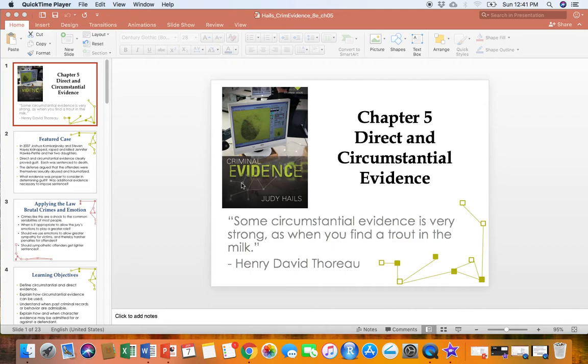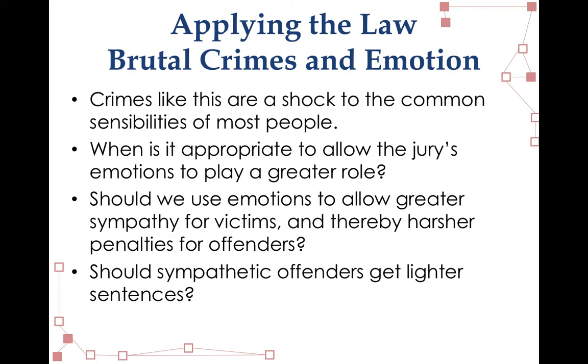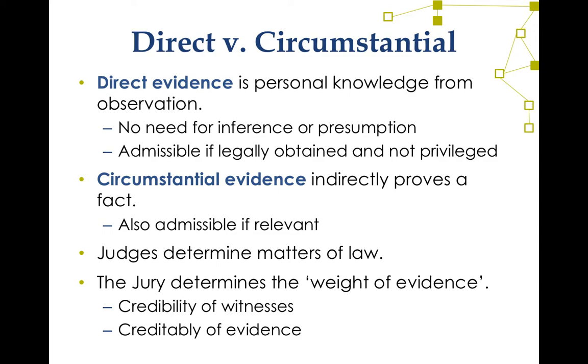5 looks at the difference between direct and circumstantial evidence. Direct evidence is personal knowledge gained from observation. There's no need for you to make an inference or to presume facts in question. This is always admissible legally if obtained legally and is not a result of privilege.